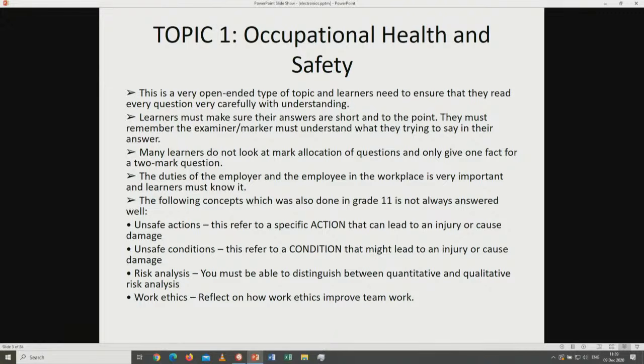The duty of the employer and the employee in the workshop is very important, and learners must know it. The following concepts, which were also done in grade 11, are not always answered well. Unsafe actions: this refers to specific actions that lead to an injury or cause damage. Then unsafe conditions: this refers to conditions that might lead to injury or cause damage. Risk analysis: you might be asked to distinguish between quantitative and qualitative risk analysis. Work ethics: reflect on how work ethics improve teamwork.